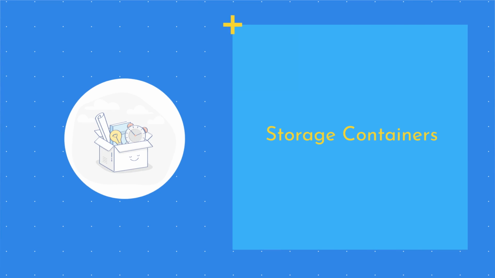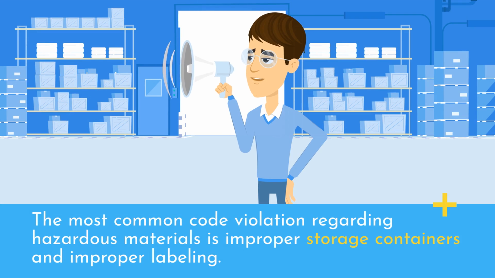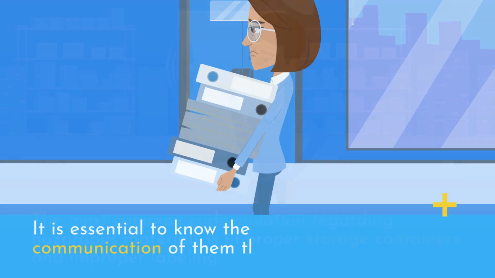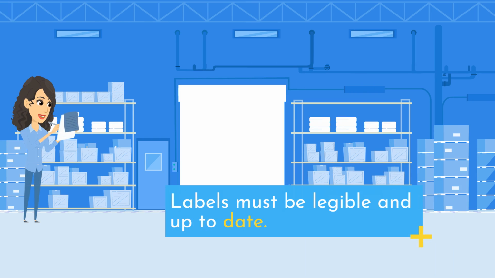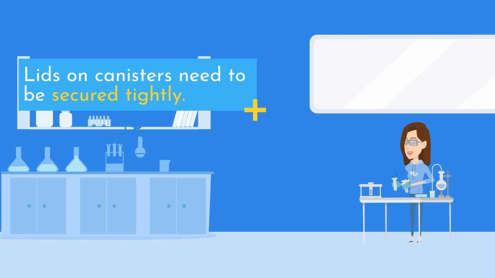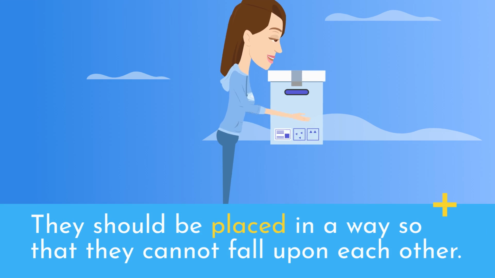Storage containers. The most common code violation regarding hazardous materials is improper storage containers and improper labeling. It is essential to know the codes and have clear communication of them throughout your business. Labels must be legible and up to date. Lids on canisters need to be secured tightly. They should be placed in a way so that they cannot fall upon each other.